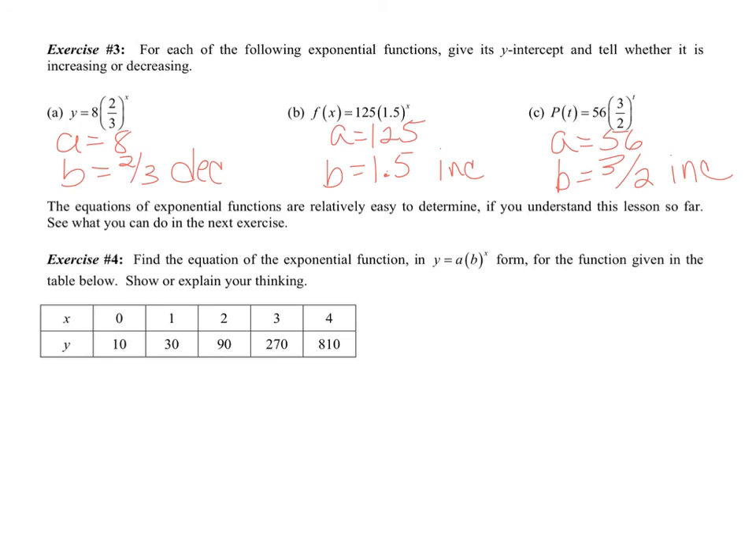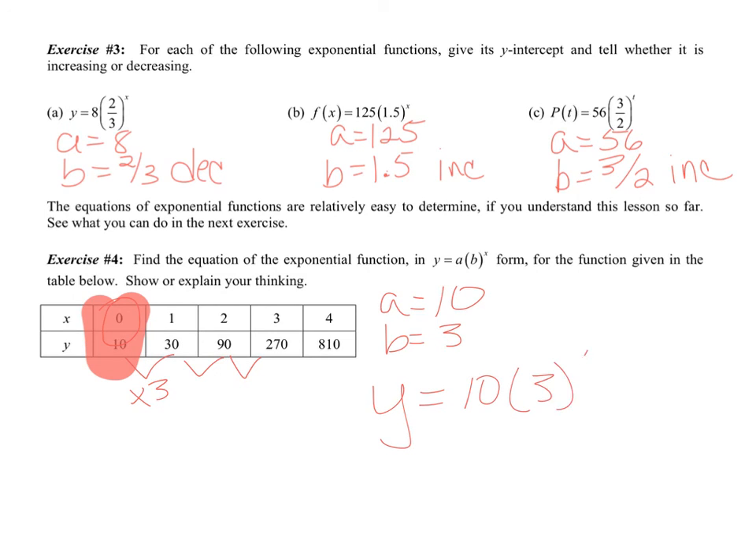Let's do exercise 4. Find the equation of the exponential function in the form y equals a times b to the x power for the function given in the table below. You guys have done a fabulous job highlighting your y-intercept. I highlighted my y-intercept right here, because that is where my 0 is. So my y-intercept, my a, equals 10. And now when I ask, how do I go from 10 to 30? How do I go from 30 to 90? How do I go from 90 to 270? It is times 3. So my b is going to be 3. So if I were to write my formula, y equals 10 times 3 raised to the x power.